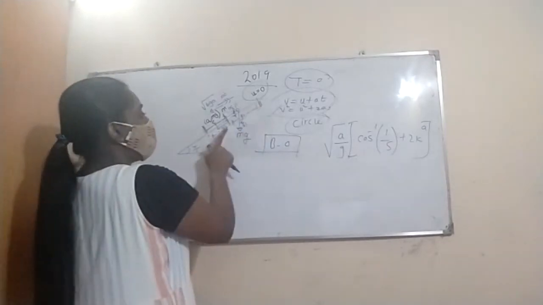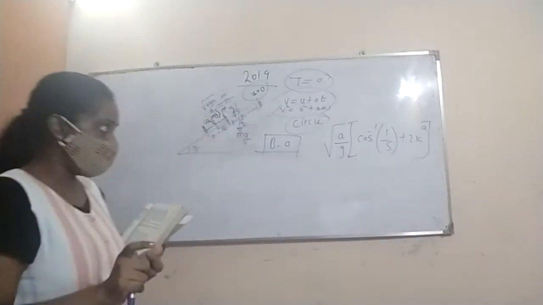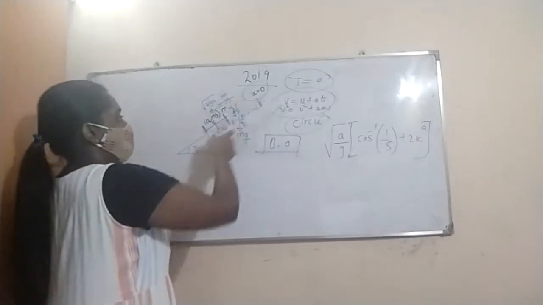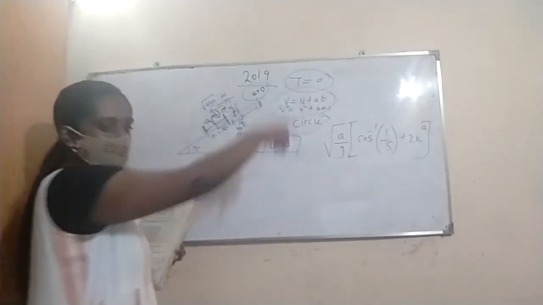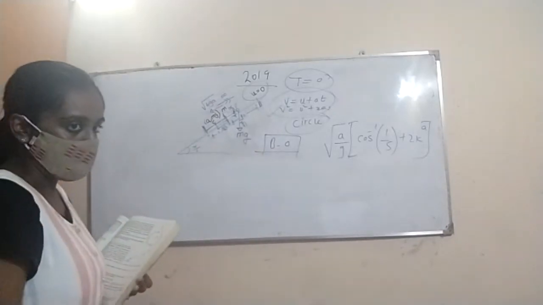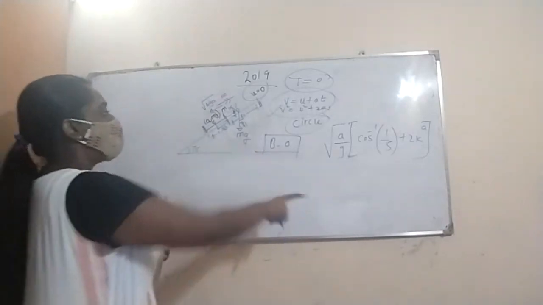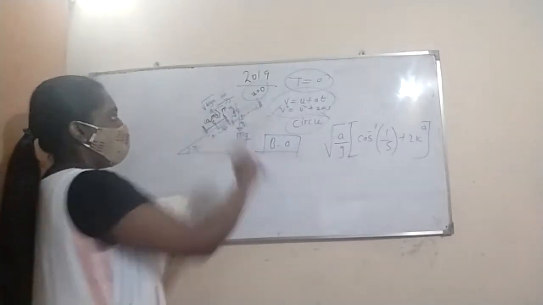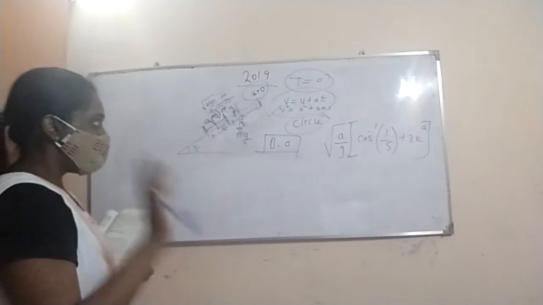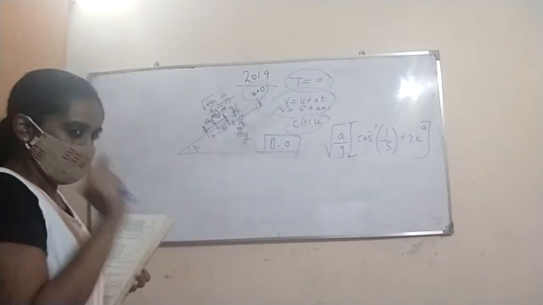From B to A, we are going to use the circle method and find the time taken in undergoing simple harmonic motion. Then from A to O, we are going to use any of these equations, find the time taken, and add both. Then we will get the total time taken to move from B to O. So from B to A, how to find the time? In simple harmonic motion, we are going to use a shortcut.